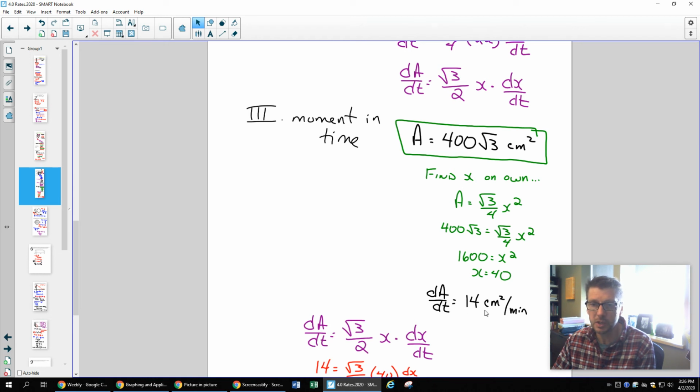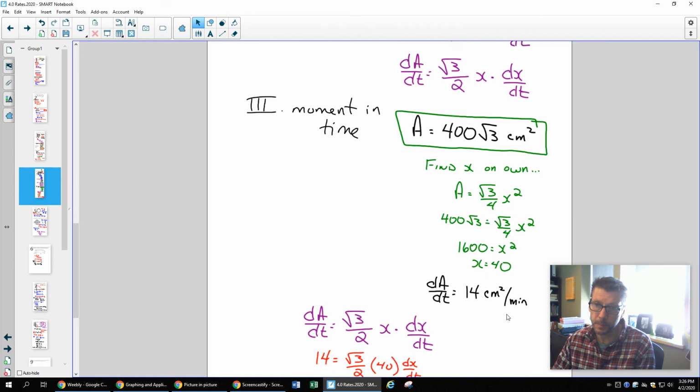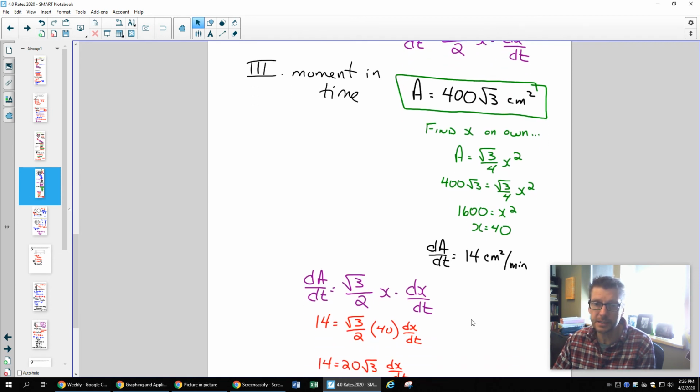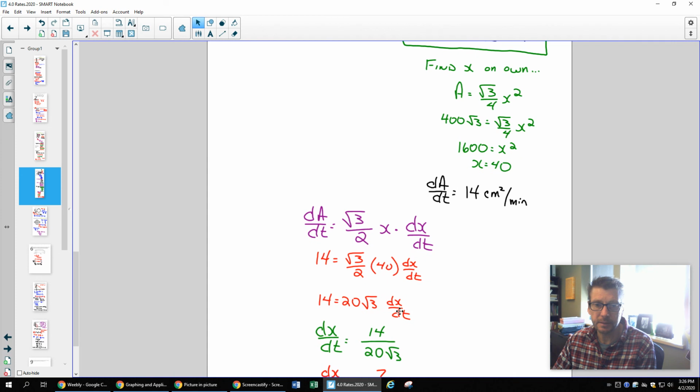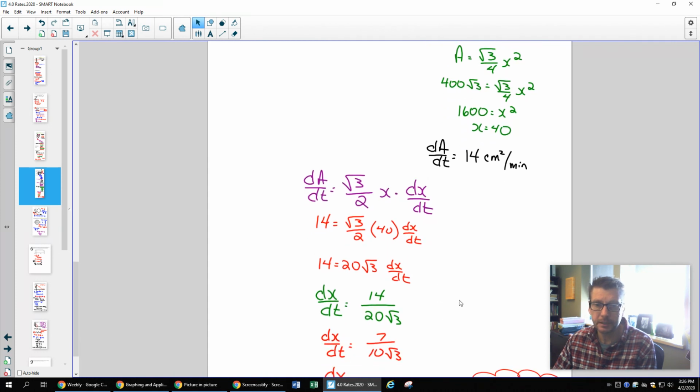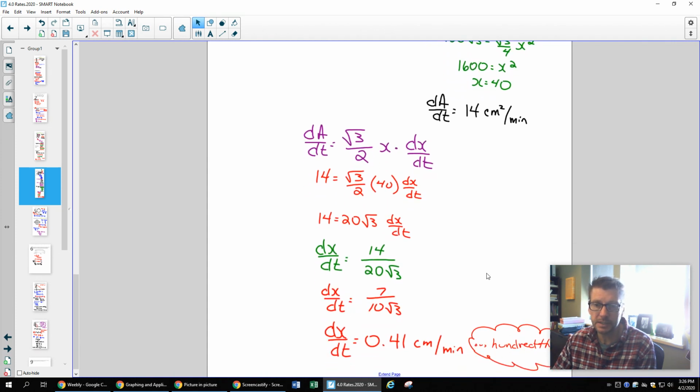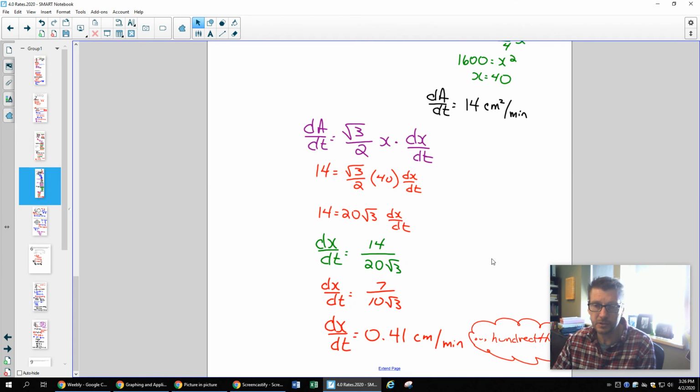And also in our problem at the very start, you're told the change in area is increasing at 14 centimeters squared per minute. Putting in x, putting in your rate that you know, we can solve for dx/dt. So again, plug in, simplify a little bit, 40 divided by 2, divide both sides by 20 root 3, clean it up, and if you want decimals, you change your exact answer to decimals. All right, that's number 9.